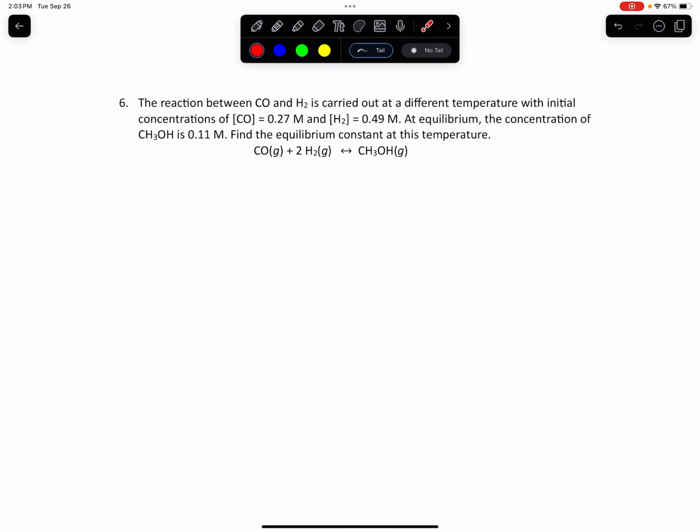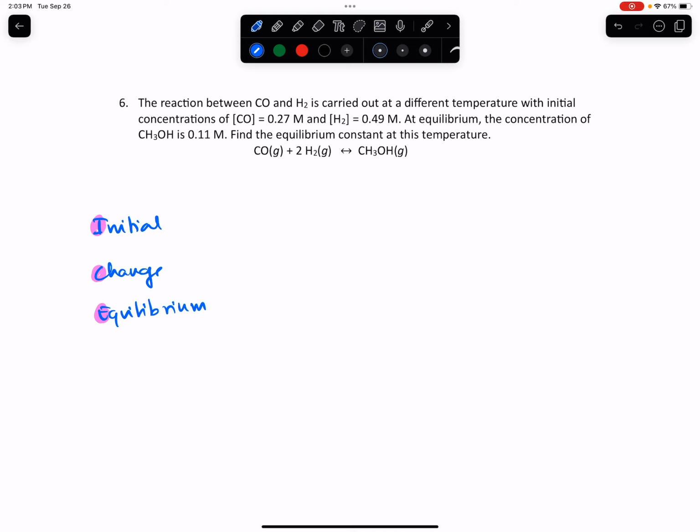So one thing to note out here, initial concentration is not the same as equilibrium concentration, okay? So what we need to do is construct an ICE table. Just as a refresher, an ICE table maps the initial, the change, and the equilibrium in a reaction. So we have the initial, change, equilibrium. That's where the ICE comes from.